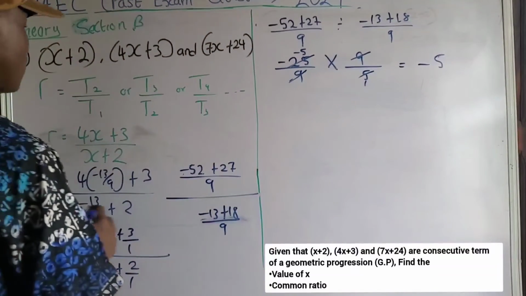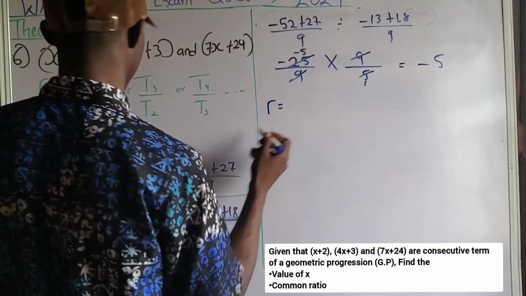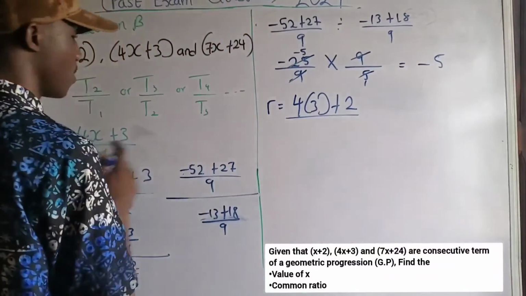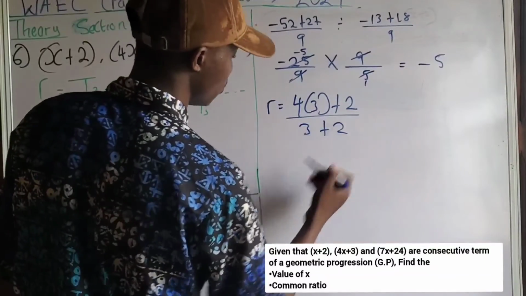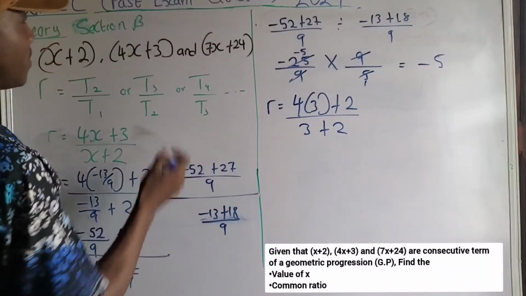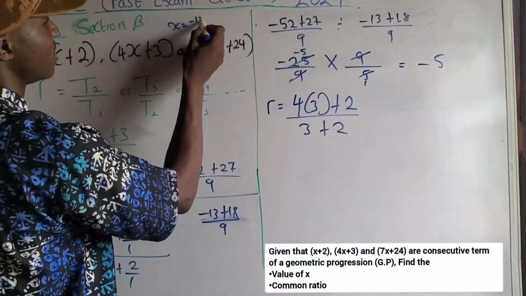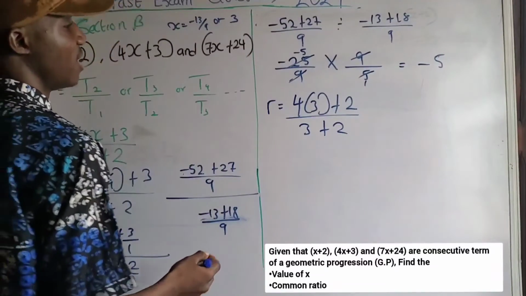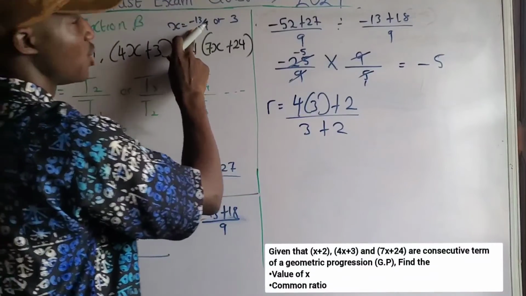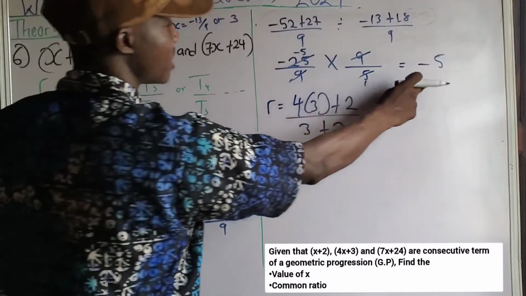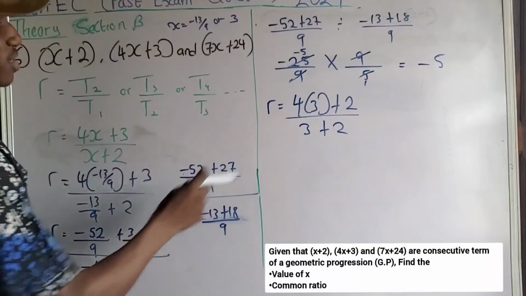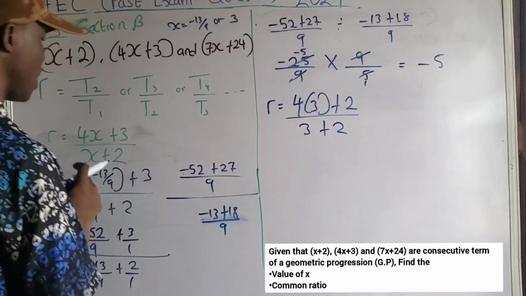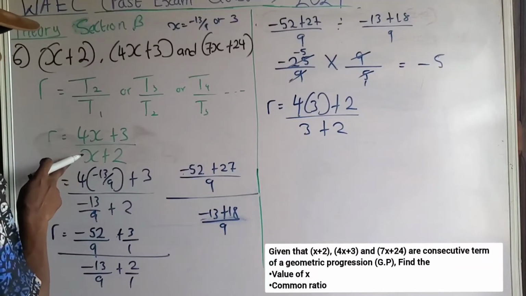Now when x is 3, we are going to have r equals 4 multiplied by 3 plus 2, all over 3 plus 2. Do you understand? Don't forget the value of x. The values of x are what? Negative 13 over 9 or 3. Okay, that's the value of x. Now, we have already gotten the common ratio when x is negative 13 over 9, which is negative 5. Now, I want to find the common ratio when x is 3. And that means that we are going to substitute the value of x as 3 into this.